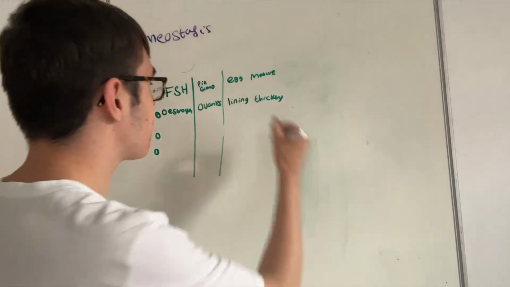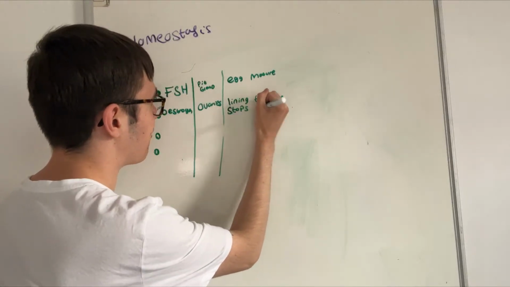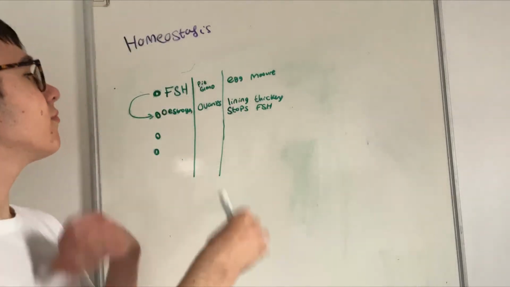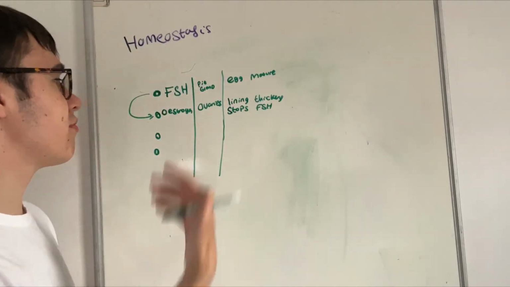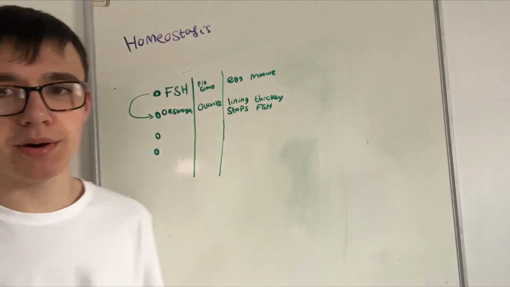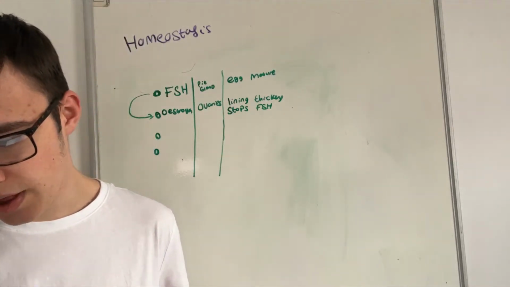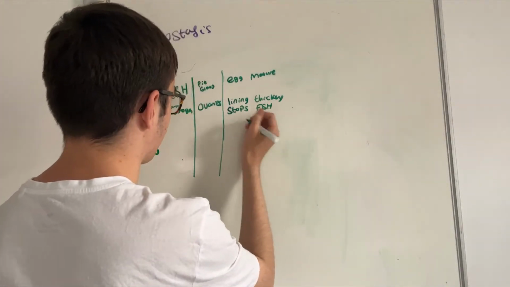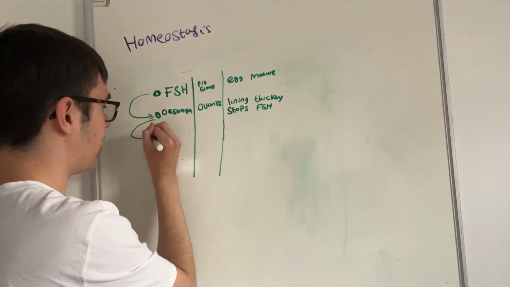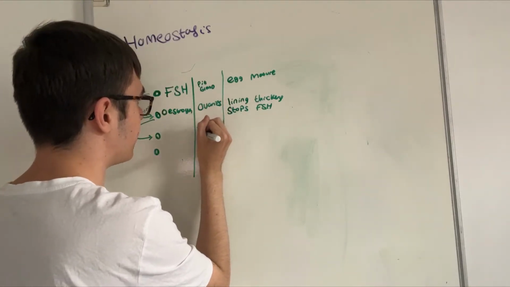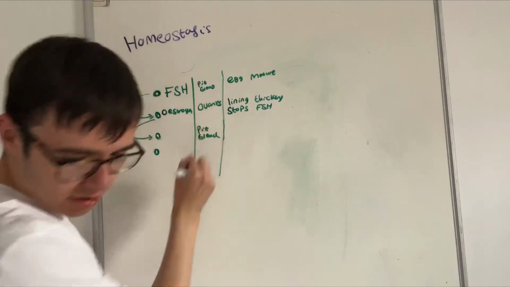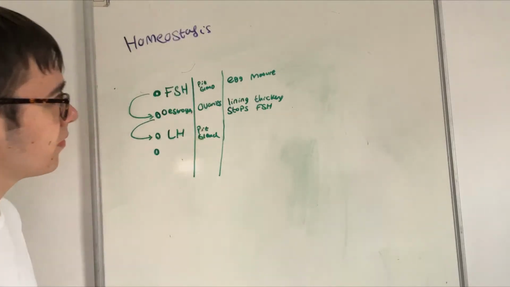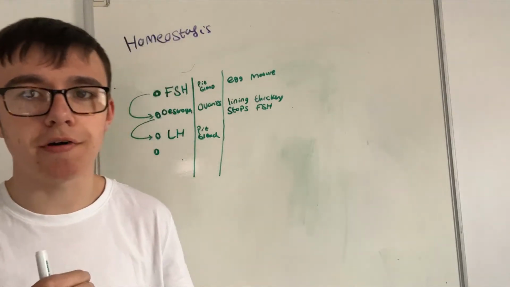It also stops FSH. So it's like a little loop in a way, the FSH produces that, and then that stops that. So it's an interesting little system. It also causes the pituitary gland to produce the next one, which I think is the luteinizing hormone, LH.